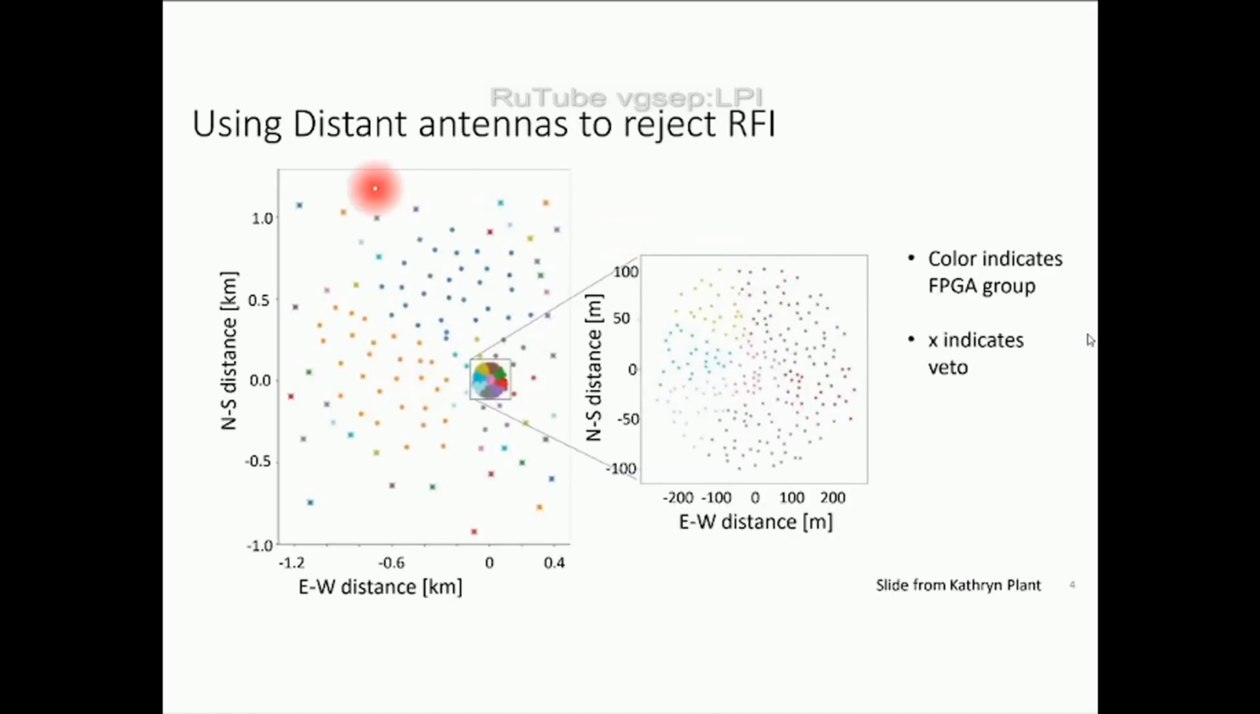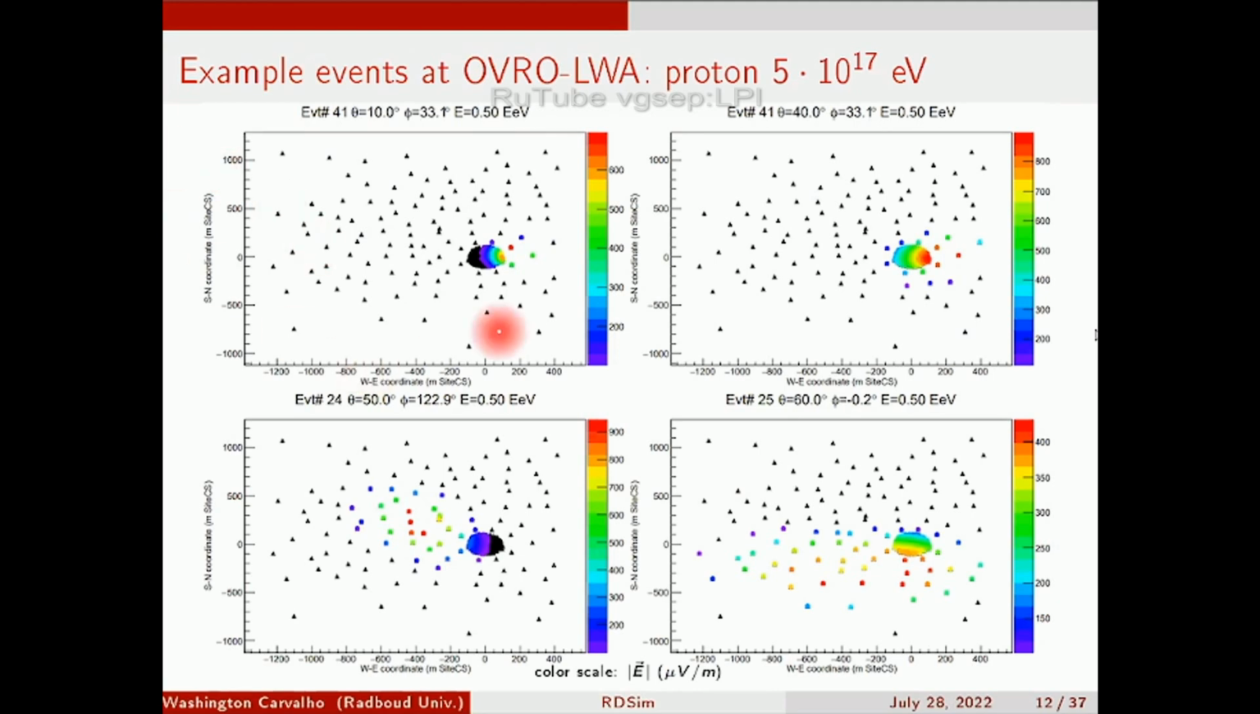So this is how OVRO looks. You have a very dense core of antennas at the center, and you have these outlier antennas. The array is separated into subarrays, each connected to the same FPGA. To get our trigger rate to a sane level, it does a rejection based on veto antennas that are further away. So if you have, for example, a trigger in this orange region, and you also have triggers in these outlier antennas that are further from this region, then it flags it as RFI and discards it on the spot.